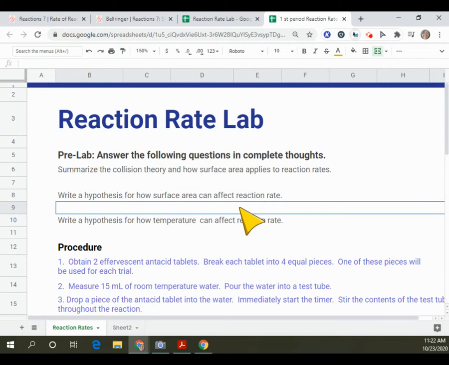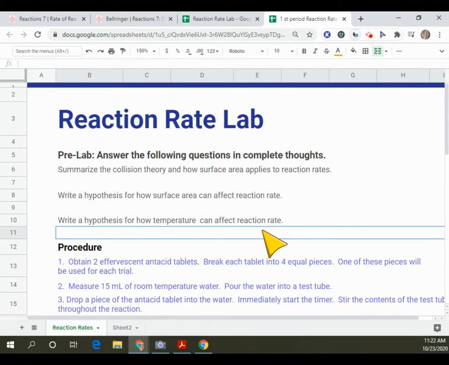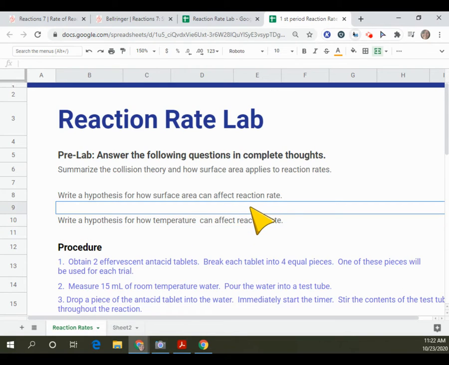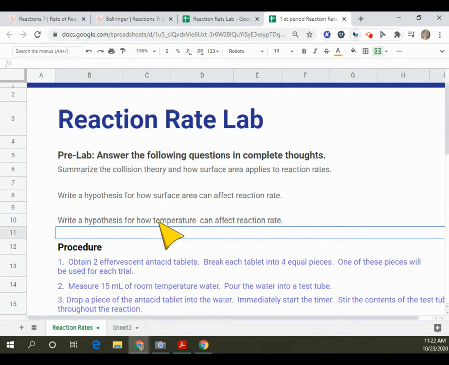Write a hypothesis for how surface area can affect reaction rate. So in this box, you're going to say, what do you think? If we have greater surface area, is the rate going to be faster or slower? Pause the video, go ahead and type in your response. Write a hypothesis for how temperature can affect reaction rate. So instead of surface area, this time you're thinking about temperature. If I have a really high temperature, if I have a hot temperature, is the reaction going to go faster or slower? Pause the video and type an answer in that box.